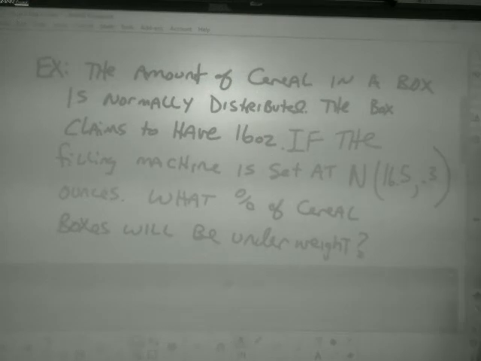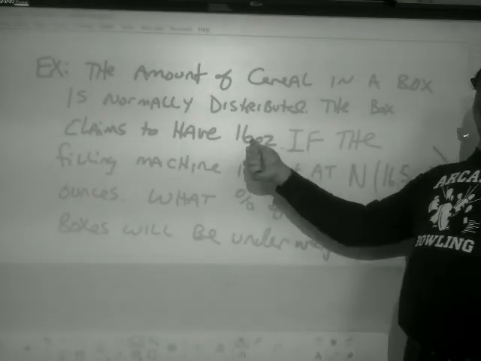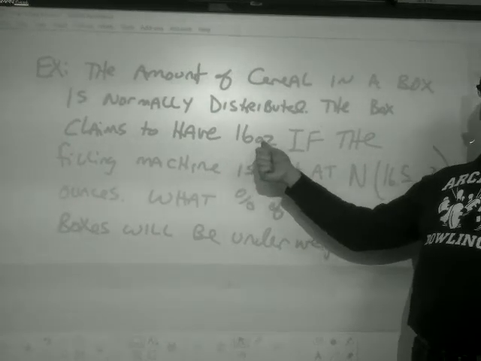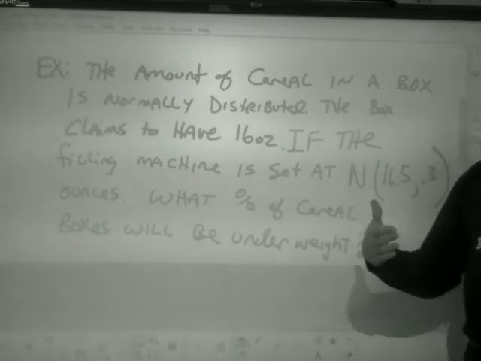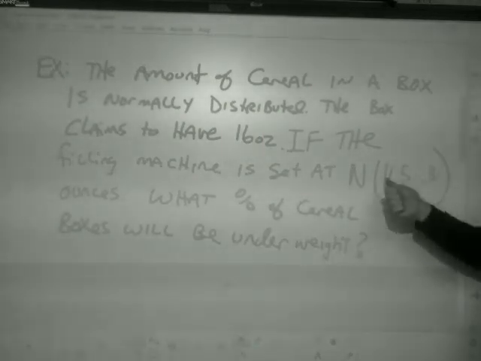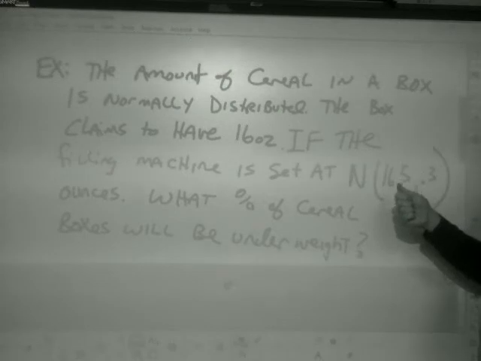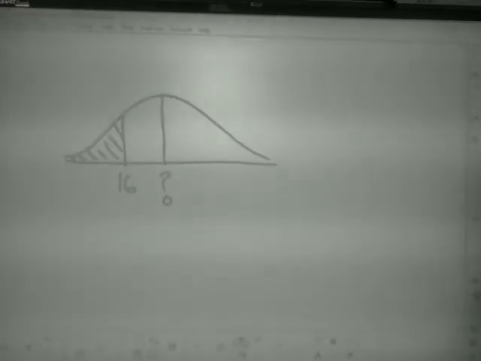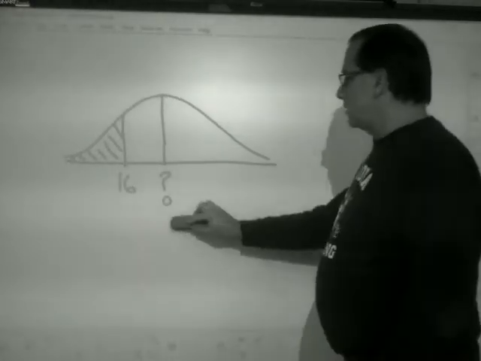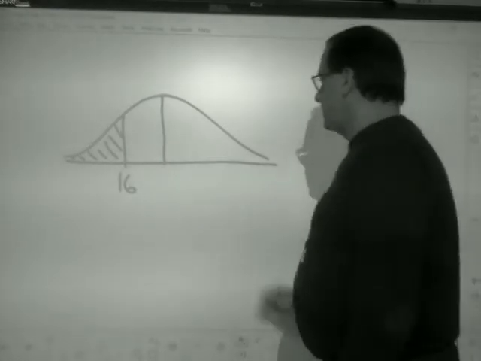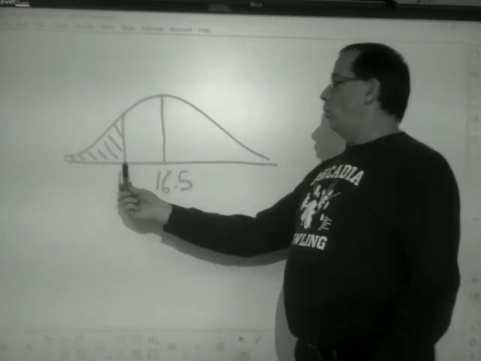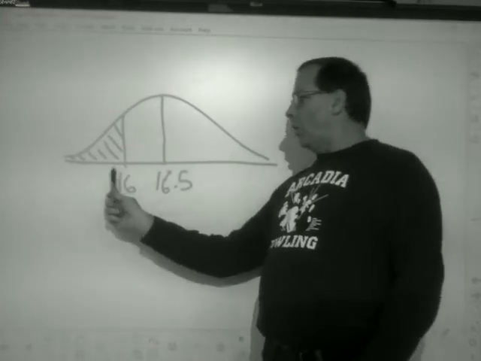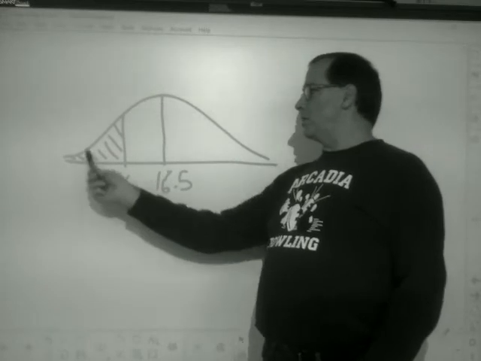boxes will be underweight? So contrary to belief, you can't set the machine to have an average of 16 ounces in it, because that would mean that half of your boxes will go out under what it says on the package. So they actually set the machine a little bit higher at like 16.5. Let me show you a picture. So they set the machine a little bit higher at 16.5, such that only a smaller percentage now go out under the claimed weight of 16 ounces. So that's what we're looking for.